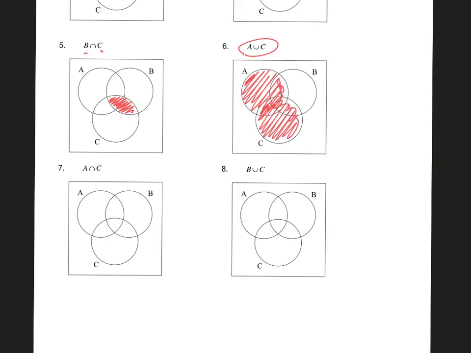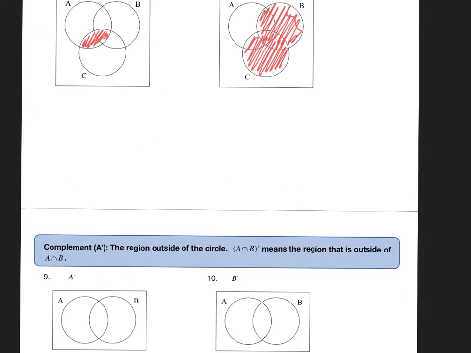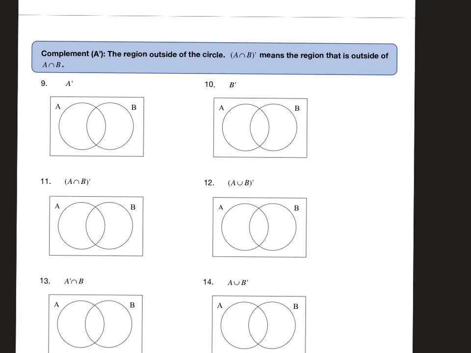Okay, coloring, lots of fun. All right, for 7, it's the intersection of A and C, so that would just be the overlap. B union C is all of B along with all of C, right? All of that. Okay, scooting it up, we'll start to talk about the complement.